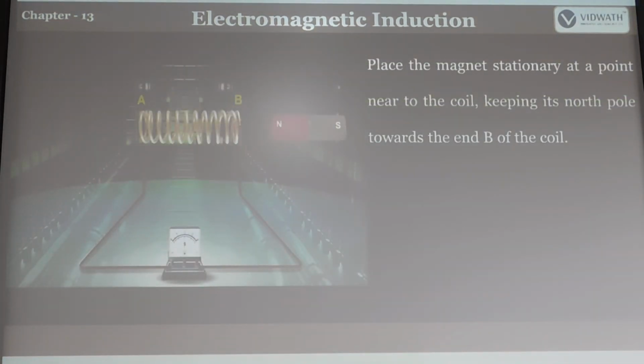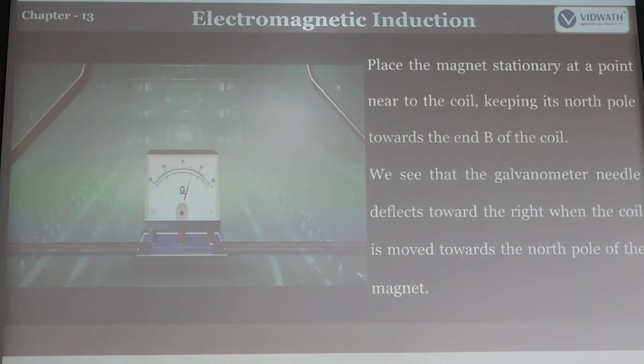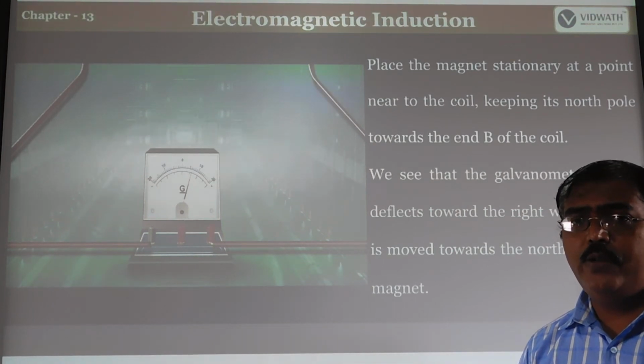Place the magnet stationary at the pointer near the coil, keeping the north pole towards the end of the coil. So what happened here? We see the galvanometer needle deflect towards the right when the coil is moved towards the north pole of the magnet. It means when the north pole of the magnet enters the coil, it shows deflection to the right.